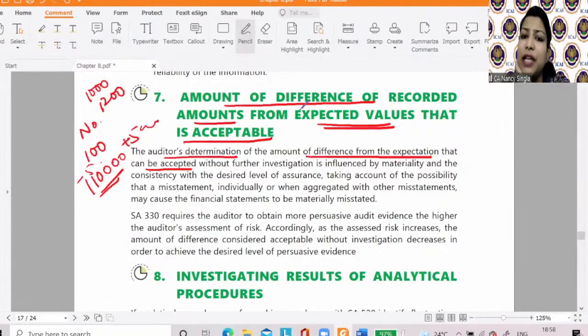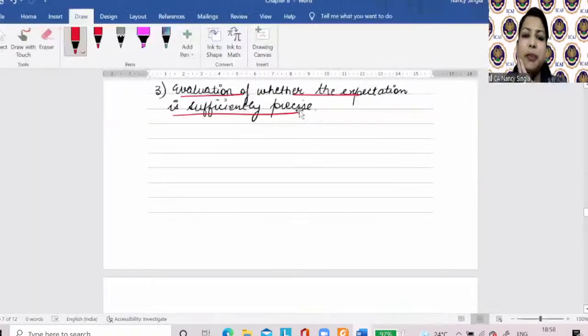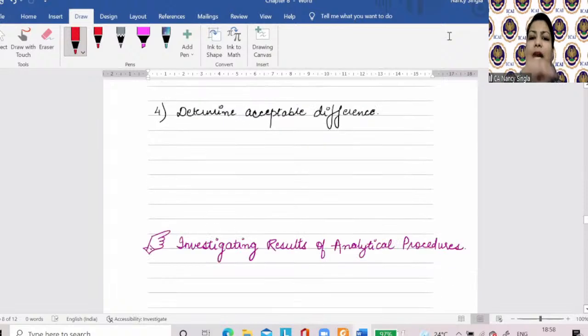Tell me, if the risk of material misstatement is high, the auditor feels that with respect to wages there are chances that there can be a risk of material misstatement. Fake employees can exist. So will the auditor keep this difference low or high? If there is a risk of material misstatement with respect to a particular transaction or account balance, will the auditor keep this difference very low, or can it be high also?